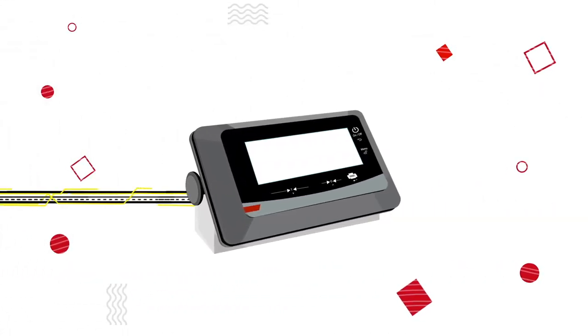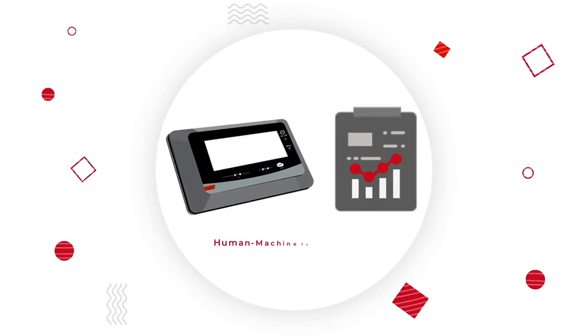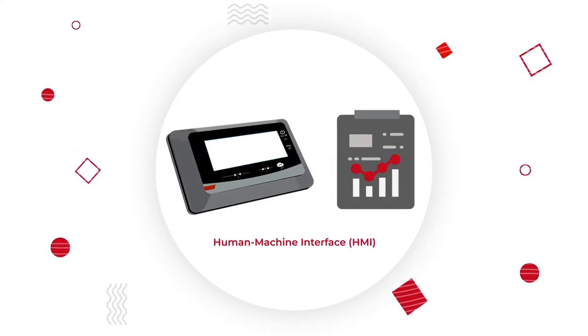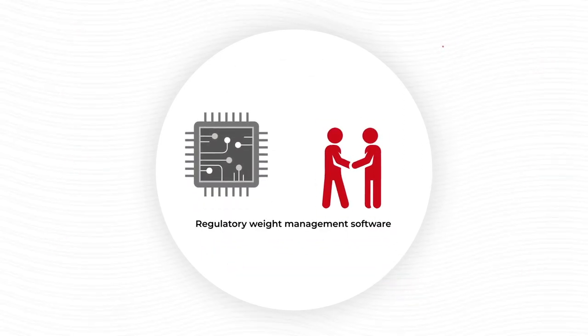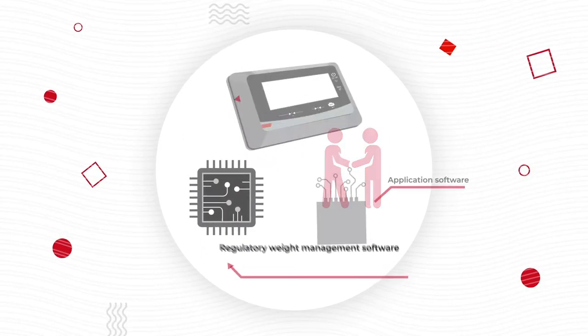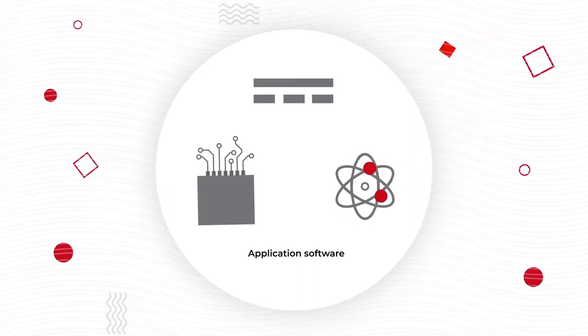The indicator is made up of three parts. The human-machine interface, or HMI, displays the information relating to the parcel. The regulatory management software controls the conformity of the measurement. Meanwhile, the application software directly processes the information.